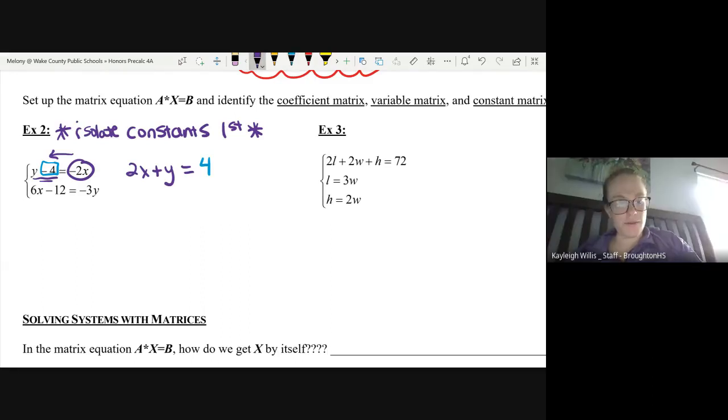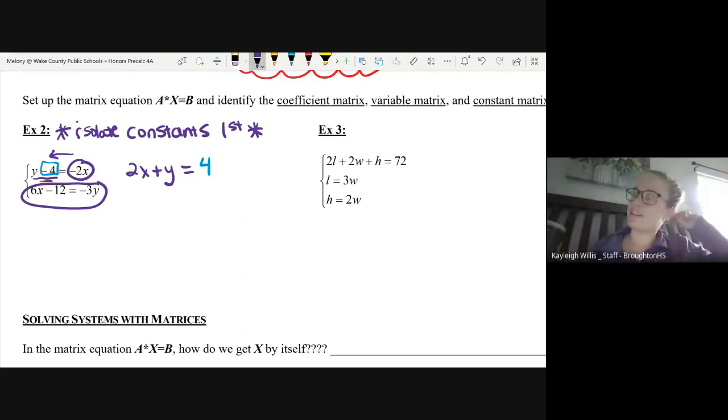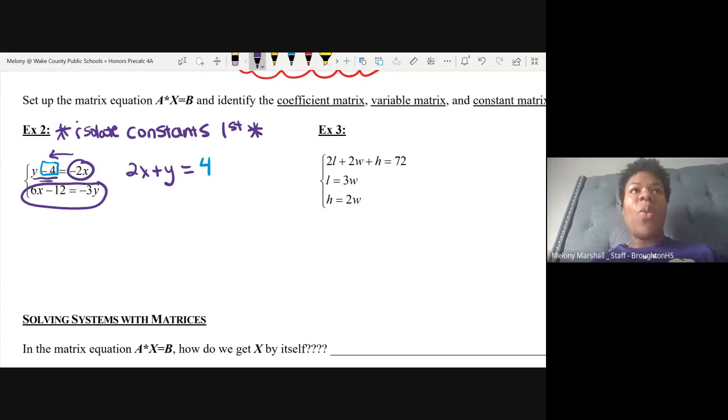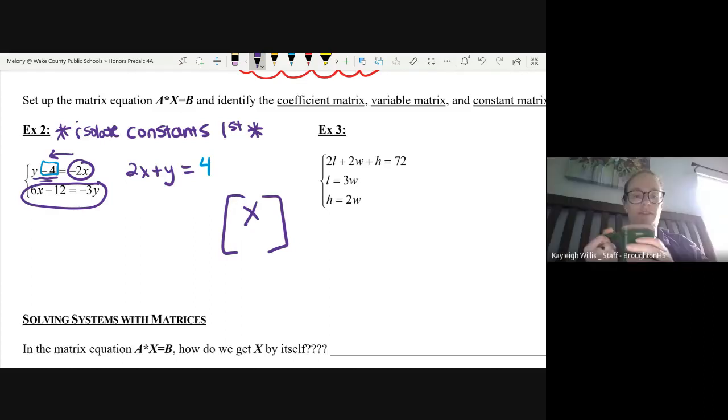Would I have gotten it wrong if I had put y first, Miss Marshall? No, you wouldn't have gotten it wrong. However, you have to make sure that in this one you put y first as well, so that when you set up your matrix, your y values line up and your x values line up. So instead of flipping it, I would have to flip my variable matrix too, if I did it that way, right? Absolutely. If you put y first, then y in your variable matrix would have had to be first, versus when you put x first, you put x first. Makes sense. Thank you. Just keep that in mind.